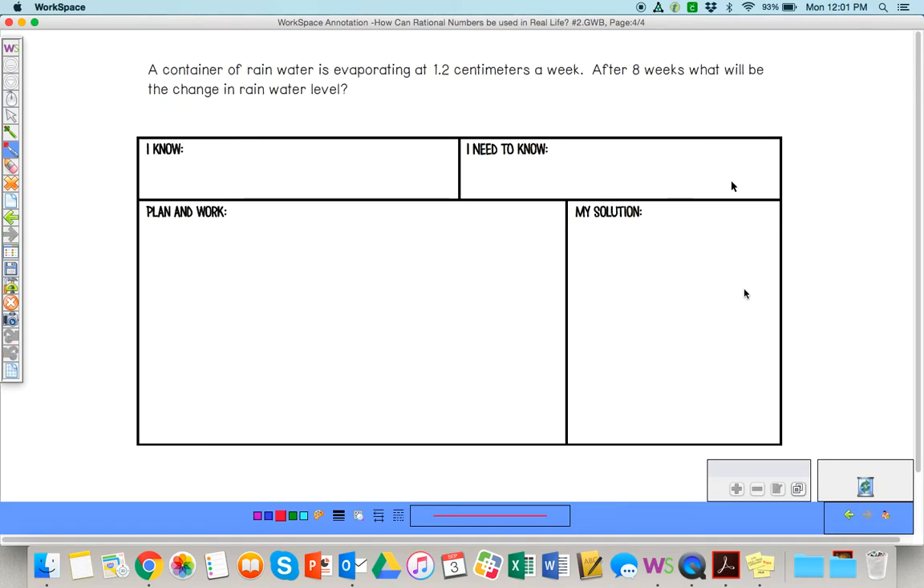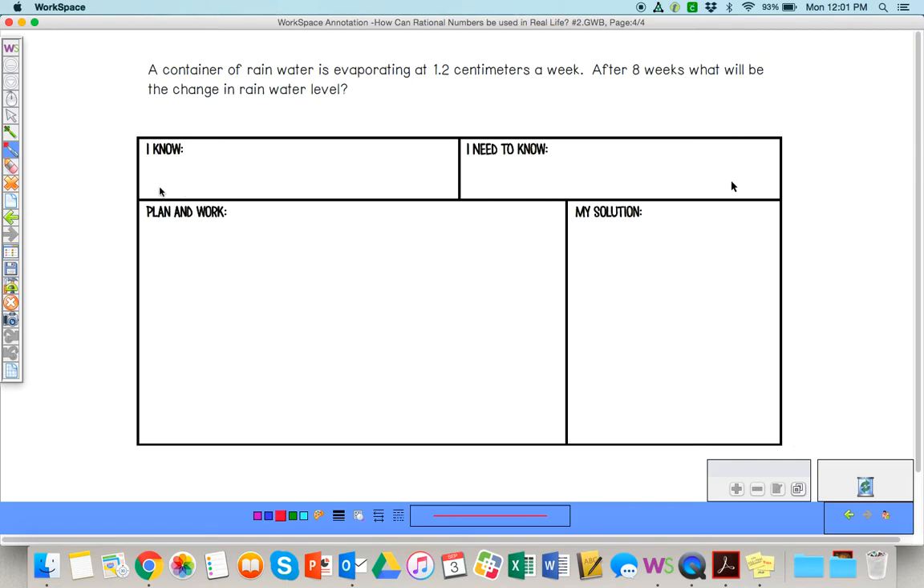All right, so the last one says a container of rainwater is evaporating at 1.2 centimeters a week. After 8 weeks, what will be the change in the rainwater level? I'm sorry, I cannot read today. A container of rainwater is evaporating at 1.2 centimeters a week. After 8 weeks, what will be the change in the rainwater level?